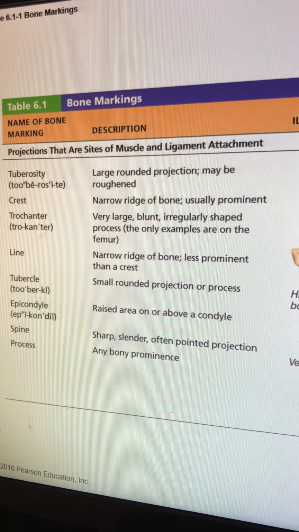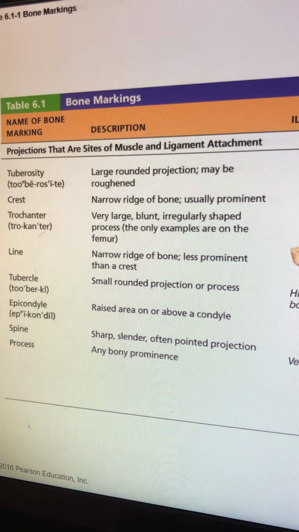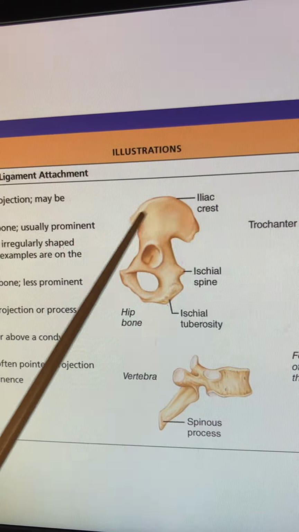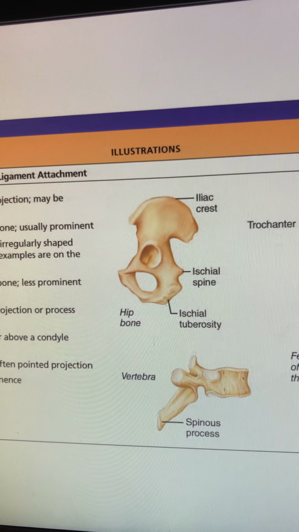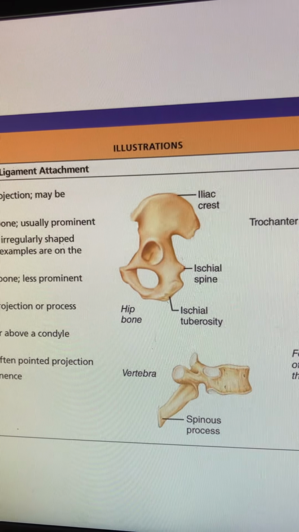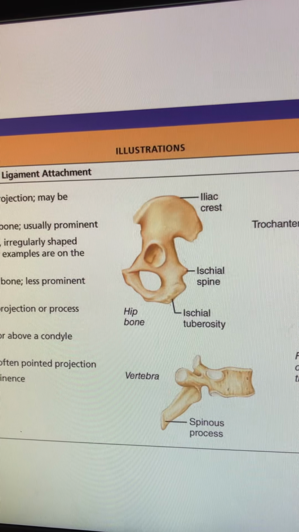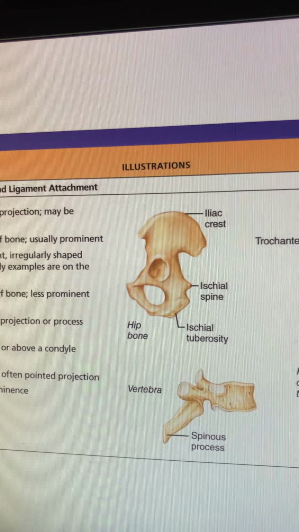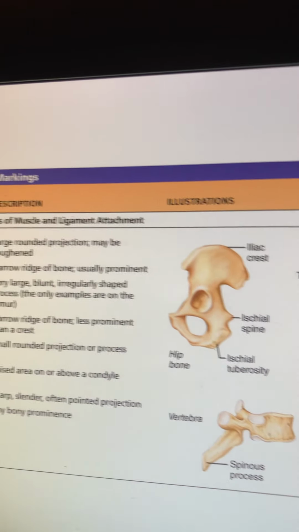A crest is a narrow ridge of bone. Probably the best way to describe that would be the iliac crest. So the top of your pelvis has a narrow ridge of bone, and it is kind of prominent, and it is considered to be a crest.